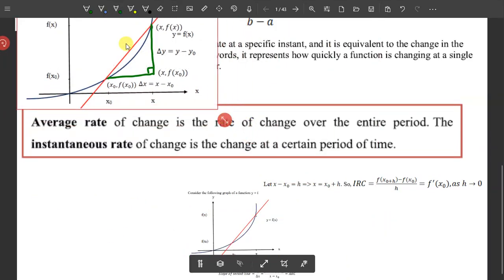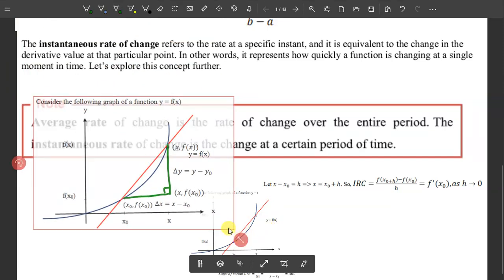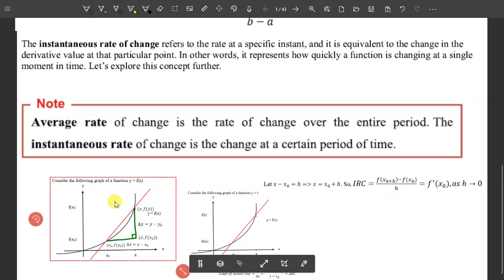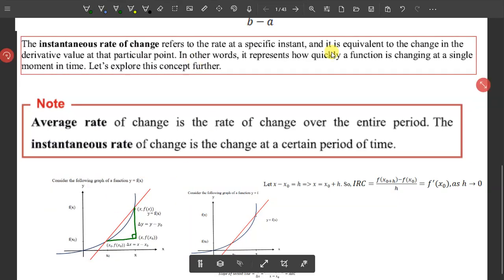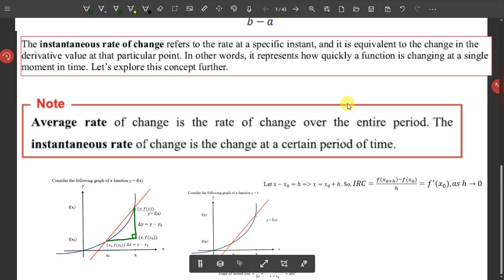Now, another rate of change is known as the instantaneous rate of change. As you can see here, this is the definition of the instantaneous rate of change. The instantaneous rate of change is simply a change at a certain period of time. According to this definition, the instantaneous rate of change refers to the rate at a specific instant, and it is equivalent to the derivative value at that particular point. In other words, it represents how quickly a function is changing at a single moment in time.